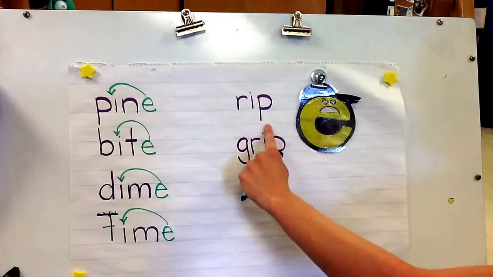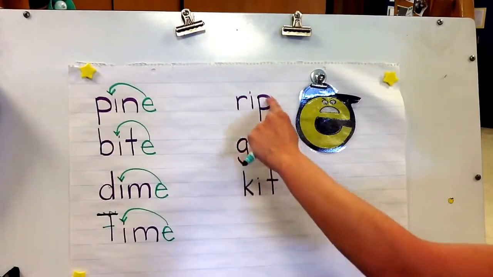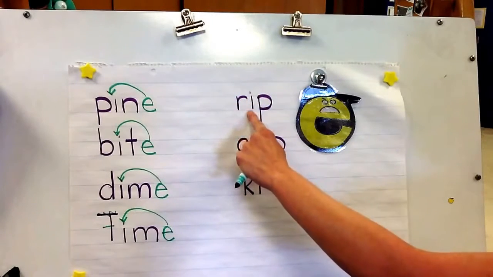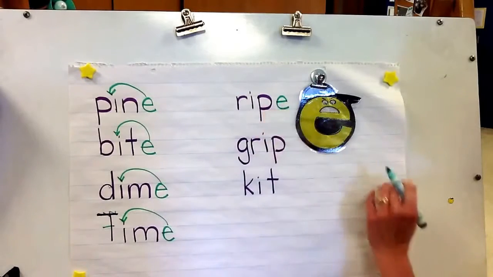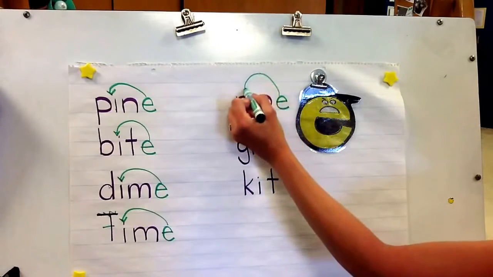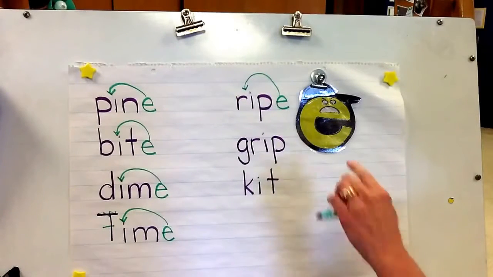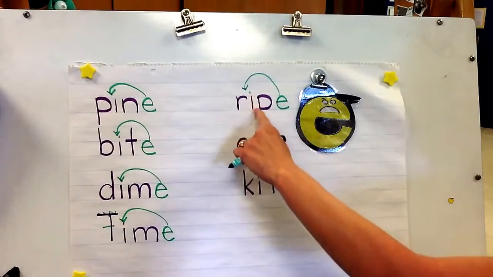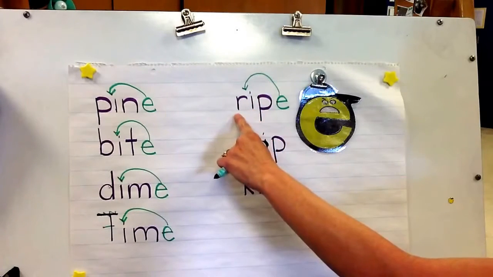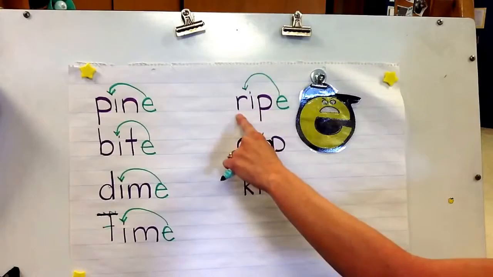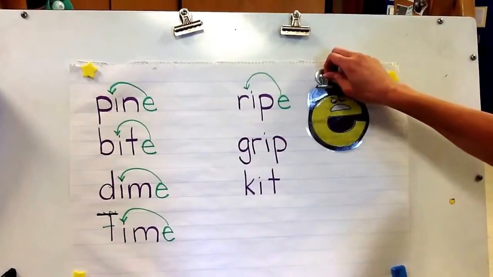All right, let's look up here. Let's read this word together. Rip. In this word, the I makes the short I sound. Let's add that Bossy E to the end. And he says, "Hey, you better say your name, and I'm not talking." So guess what happens? The I says /ī/. Let's read that together. Ripe. What's that word? Ripe.